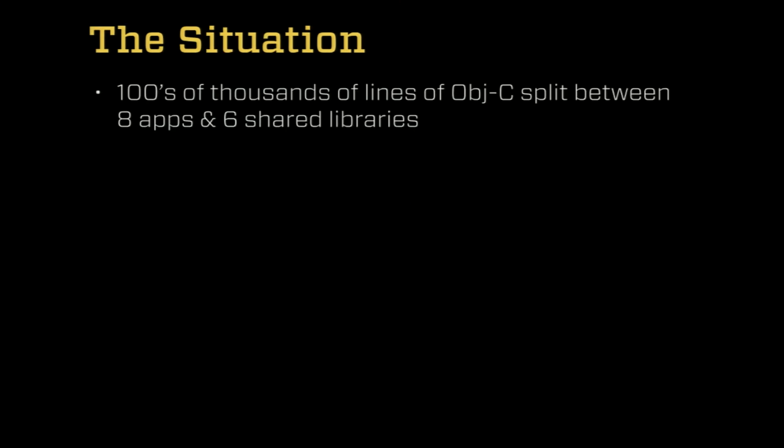So let's talk about the situation at Urban and where we were when Swift happened and when we started to think about actually implementing Swift in our code base. We've got hundreds of thousands of lines of Objective-C split between 8 applications, consumer and retail facing, and 6 internal shared libraries. These are private libraries, not counting the, I want to say, 7 or 8 open source libraries we also work on, contribute to, or manage ourselves.